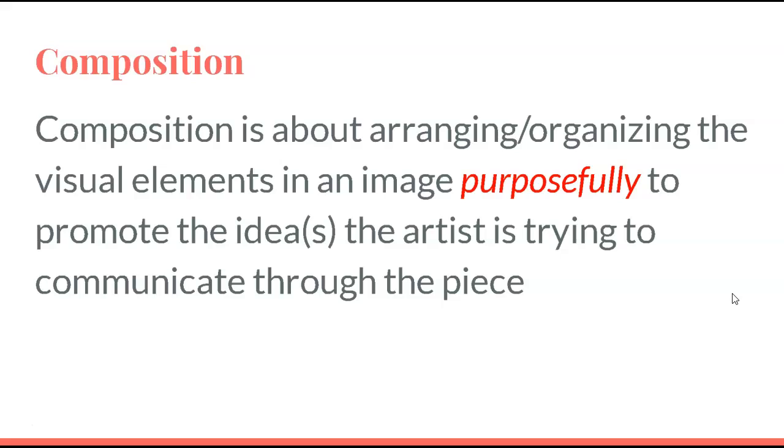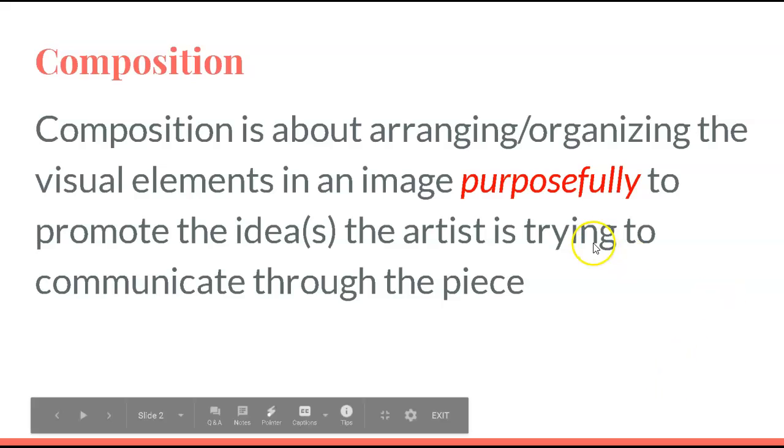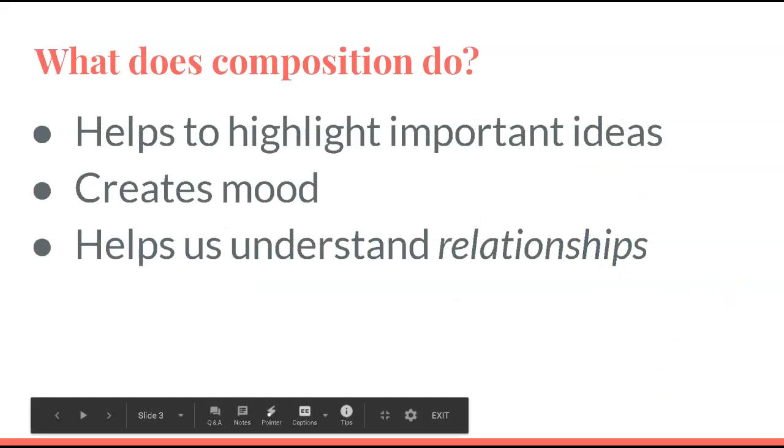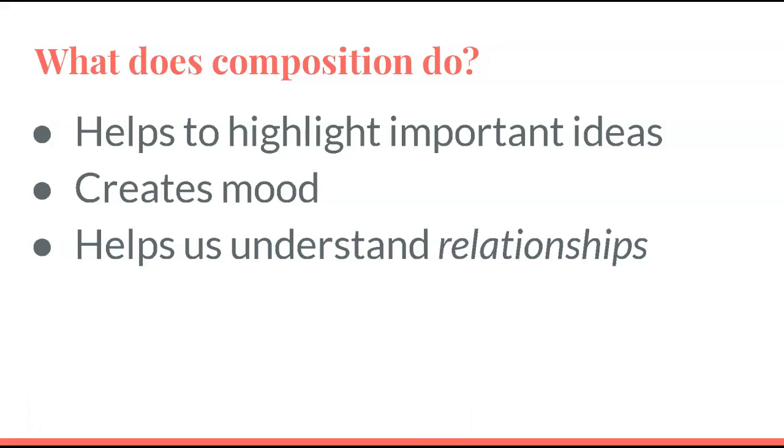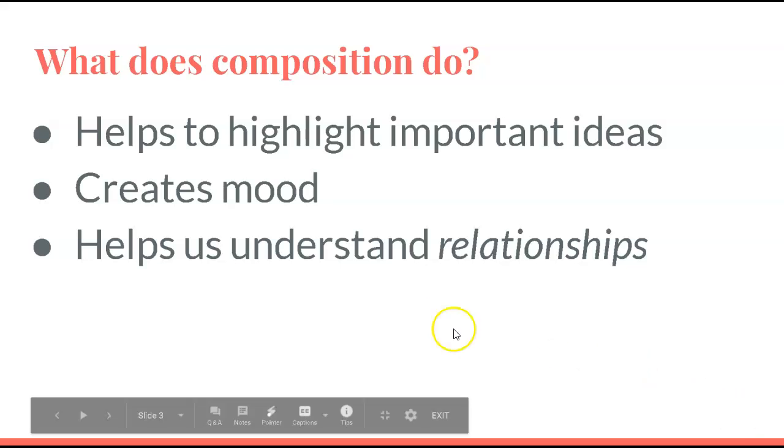Composition is about the arrangement or organizing of the visual elements in an image in a purposeful way, planning out where you place specific elements, whether those be colors, shapes, images, symbols throughout your piece, to promote the ideas that you're trying to communicate. What we're really focusing on with composition is the way that it helps to highlight those important ideas, it can create mood, and how it helps us understand relationships between ideas within an image.